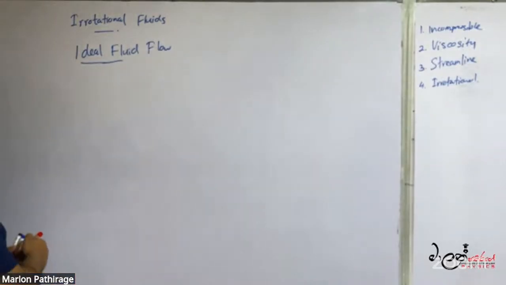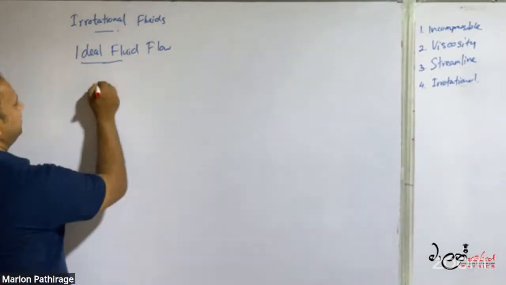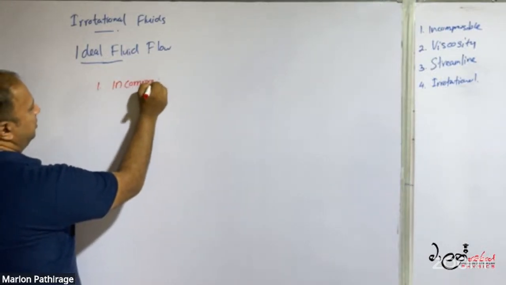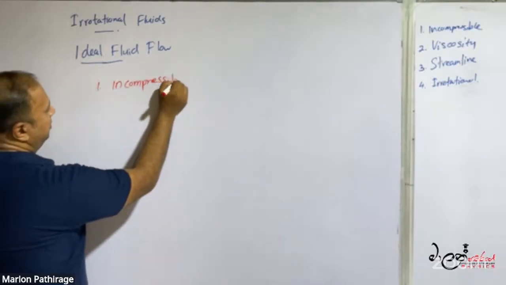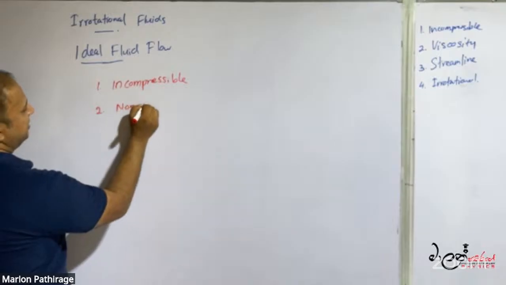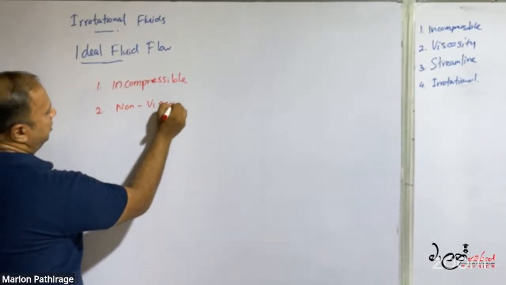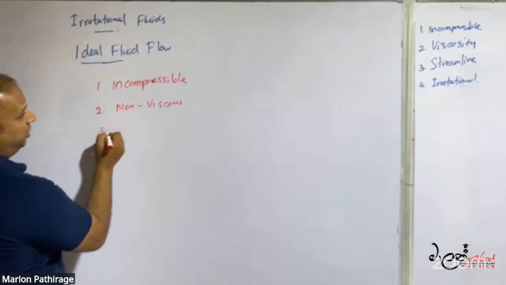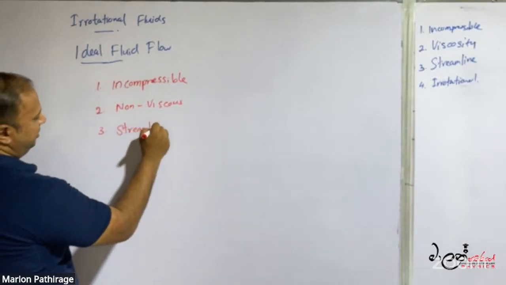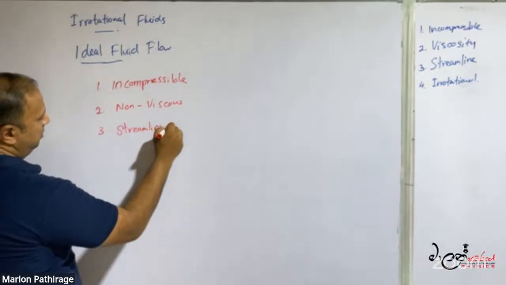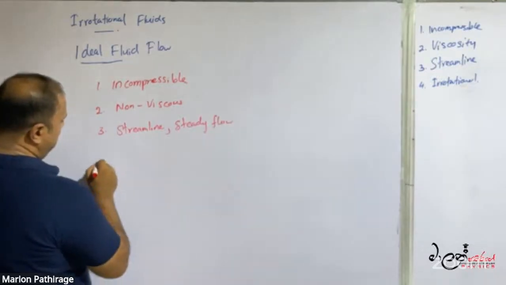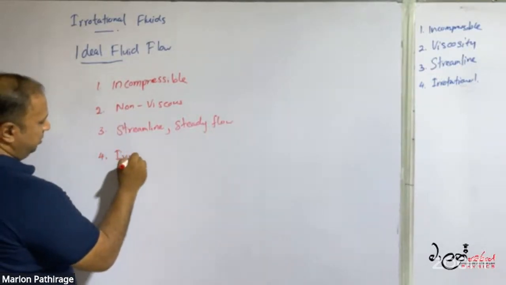Number one, incompressible. Number two, non-viscous. Number three, streamline, steady flow. Fourth one, irrotation.